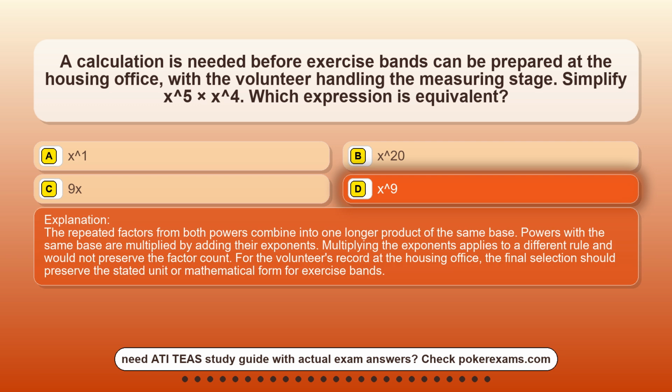The repeated factors from both powers combine into one longer product of the same base. Powers with the same base are multiplied by adding their exponents. Multiplying the exponents applies to a different rule and would not preserve the factor count. For the volunteer's record at the housing office, the final selection should preserve the stated unit or mathematical form for exercise bands.